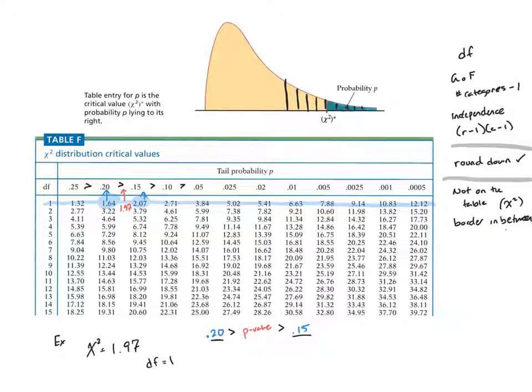Now to go ahead and refresh what we just did, to begin with, I found my degrees of freedom. I highlighted that row. I found two values that were on either side of my actual chi-squared and traced them to the top. Because my chi-squared was in between those two, my p-value is in between those two tails. This gives me a bordered region for my p-value, which will allow me to compare my p-value to 0.05.